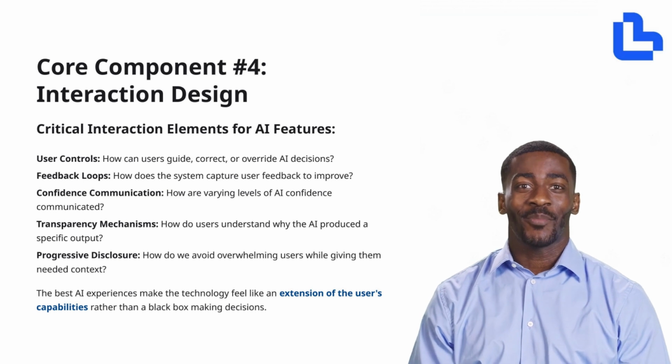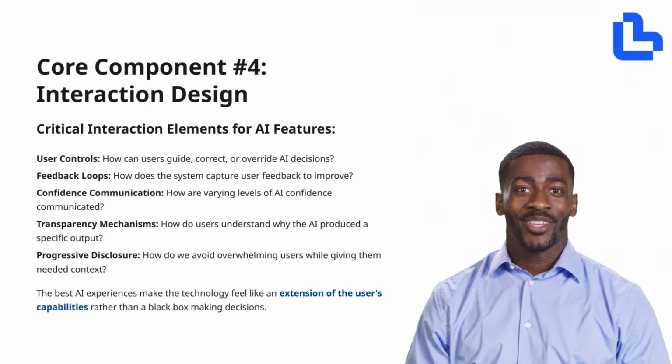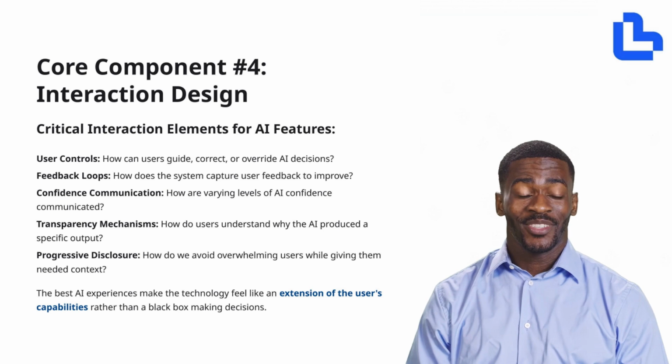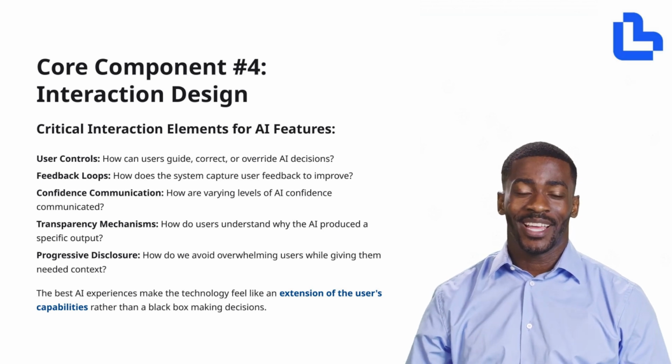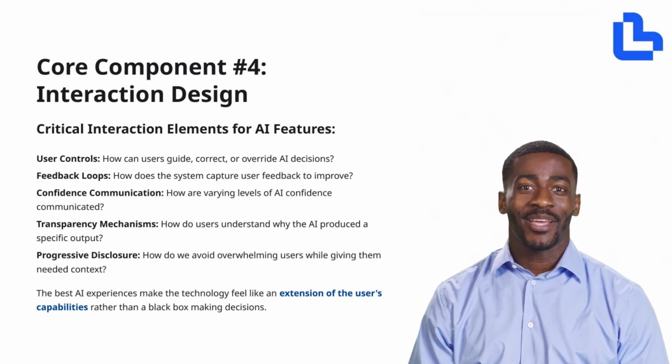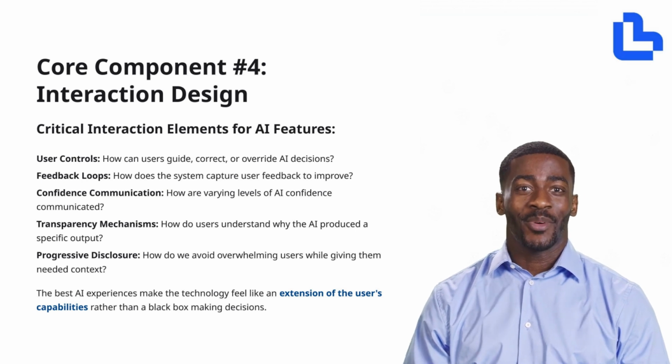Next, define feedback loops. How does the system learn from user interactions? Are there thumbs up, down buttons, correction prompts, or implicit signals like edits and deletions? Capturing this feedback is essential for continuous improvement and personalization.